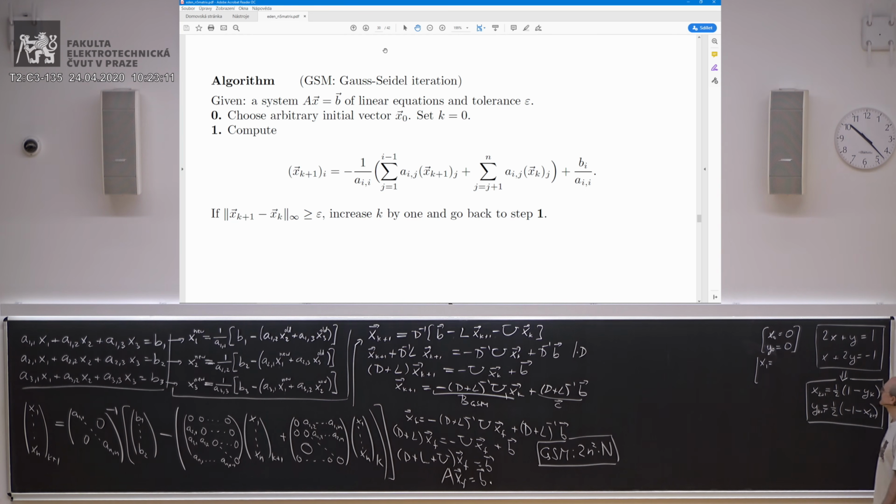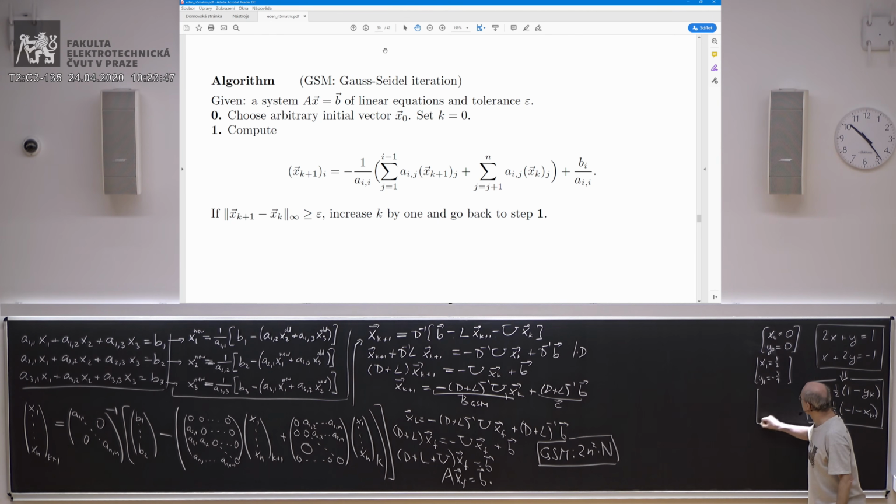To get x1, I'm using the latest y, which is 0, and I get 1/2. But now this 1/2 is used to update y. So it's 1/2, 3/2, 3/4, negative 3/4. If we compare it with the previous run, negative 3/4 already appeared in the next iteration. So we really see that this Gauss-Seidel method gets ahead. It's doing here the calculation which with the Jacobi method would be done in the next step.